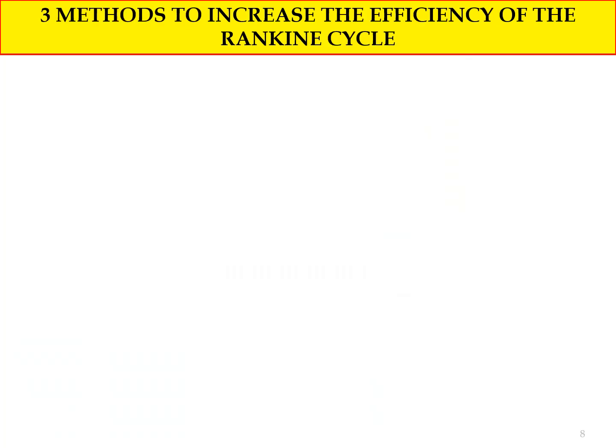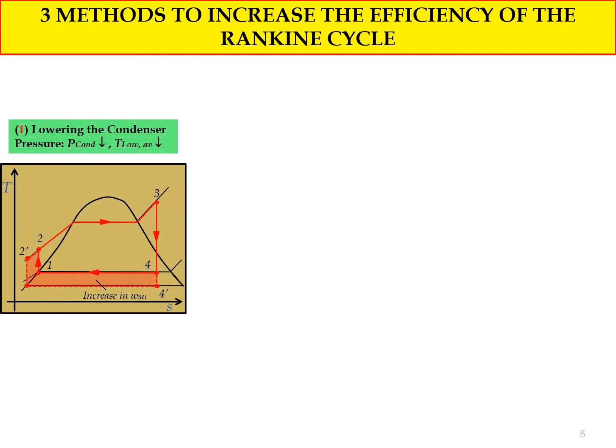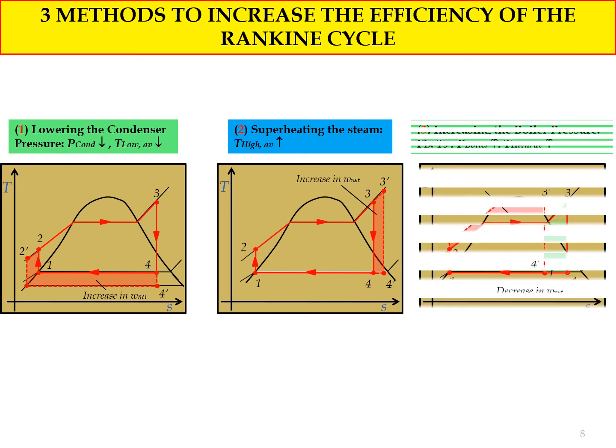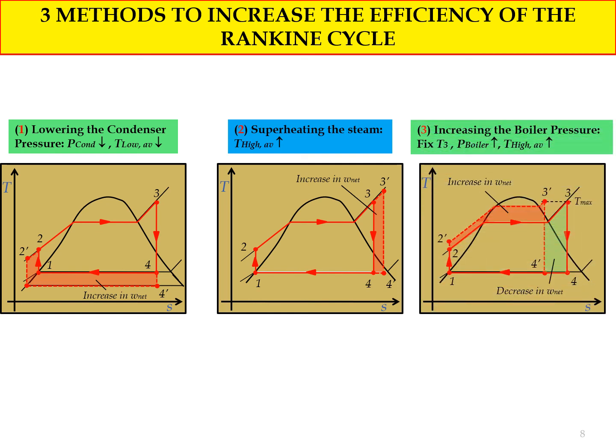Three methods to increase the efficiency of the Rankine cycle. The first one is lowering the condenser pressure. So the condenser pressure will be lower, and the average temperature on the low side will be lower. And the second one is superheating the steam to an even higher temperature. So we increase the temperature at state 3 to 3 prime. And the last one is increasing the boiler pressure by fixing the temperature at state 3. And as you can see, we have an increase in work net and also a decrease in the work net, the one shaded in the green color, and also the one shaded in the red color.